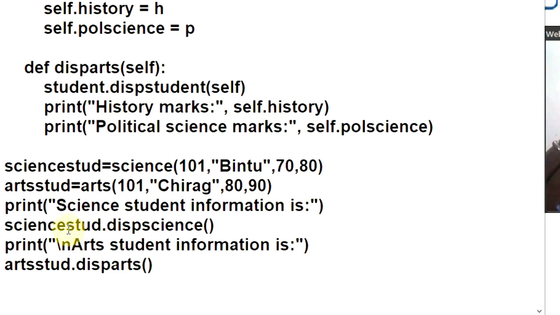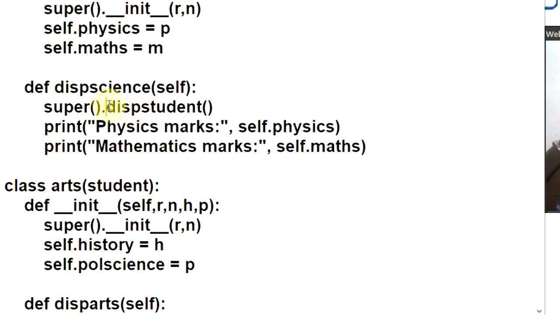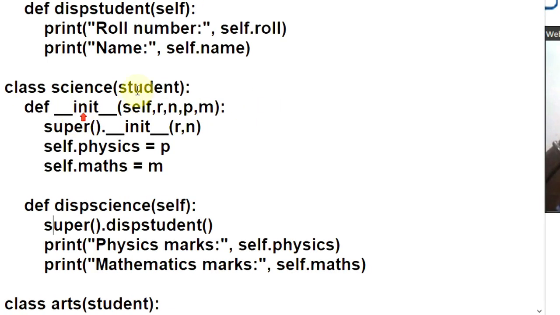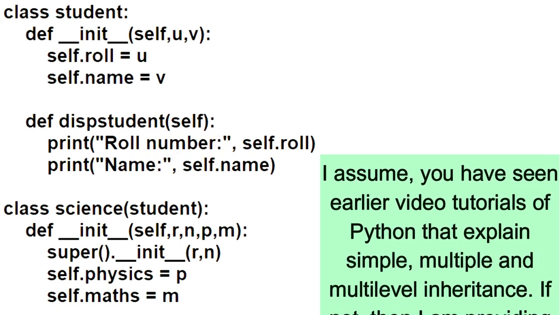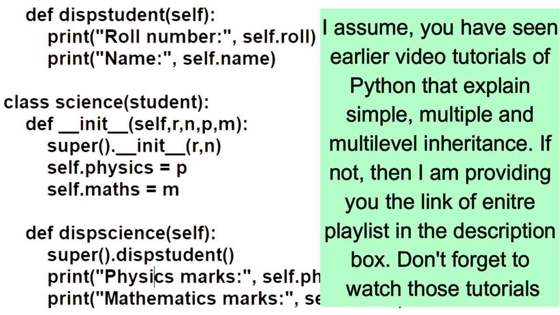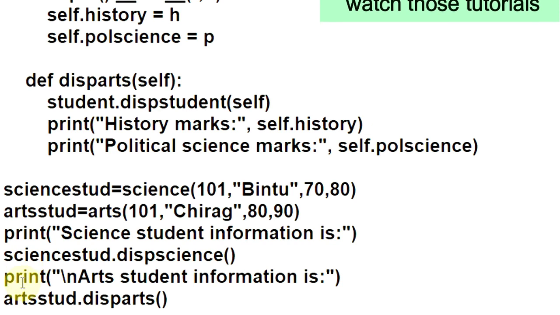Okay. After that, on the screen a message will be displayed. Science student information is, and this science function of the science class is invoked. Control will jump to the disp science function. Here you are invoking the disp student function of the superclass. Student is the superclass of science class. Control will jump to the disp student function of the student class. It will display the roll number and name on the screen. After that, the control will jump over here. Will execute these print statements displaying physics and maths marks. After that, the control will jump over here. A text message is displayed on the screen.